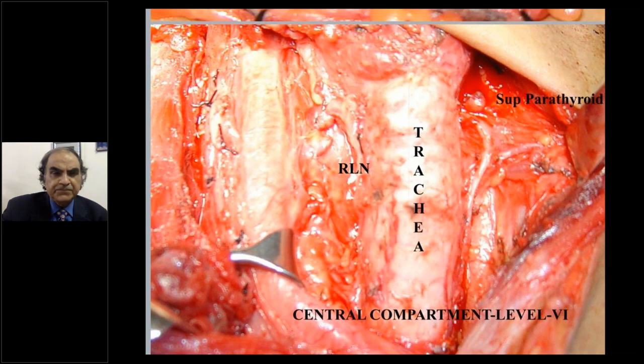So the next question is by George Anthony. What is the difference between the American Thyroid Association risk stratification and others?